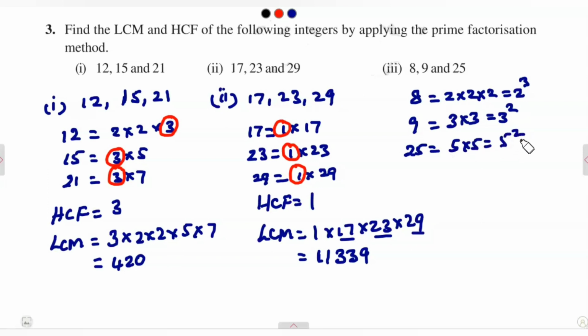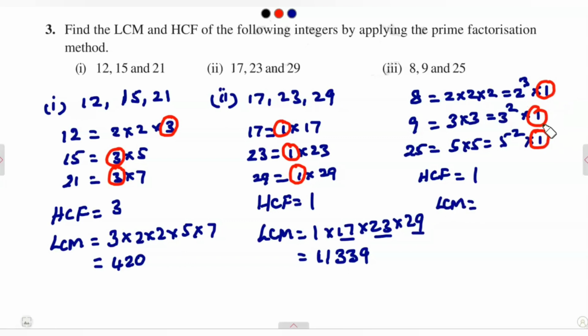Now here, for HCF, is there any factor common in all? All 2's, all 3's, all 5's, all are different factors. You don't have any number in common. If they don't have any number in common, you just think of 1 as the common factor for all. So 1 is the HCF itself. If they don't have any number in common, that means 1 is the common factor. So HCF is 1. Let's find LCM.